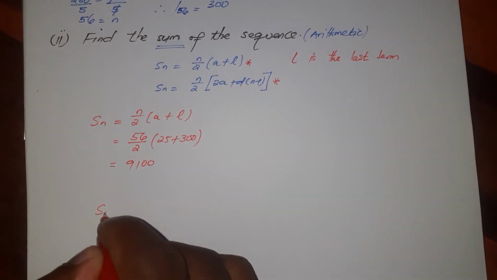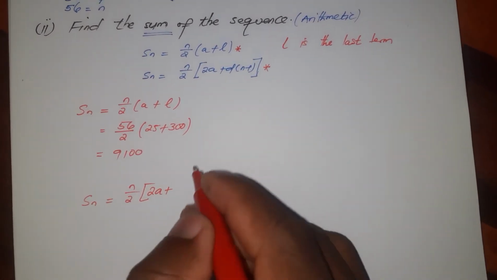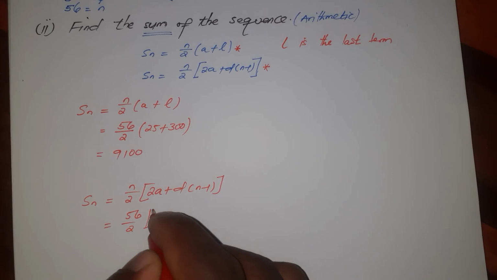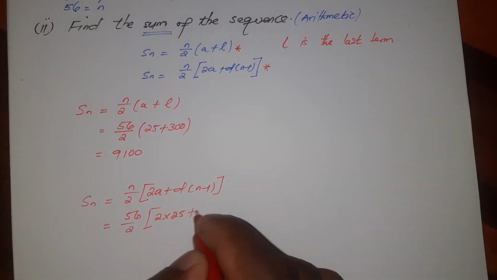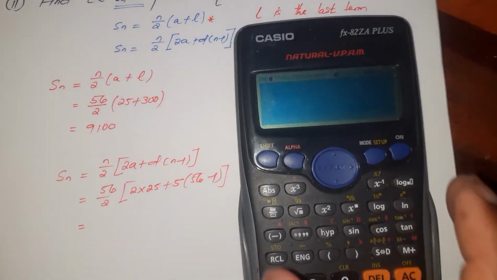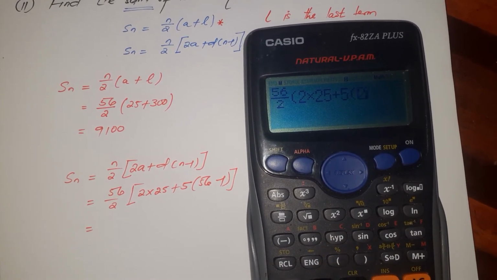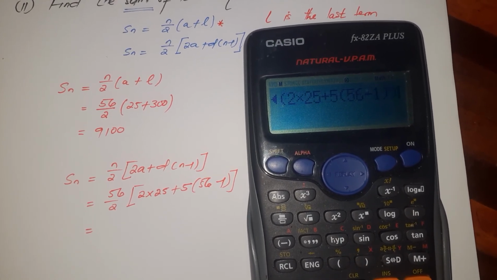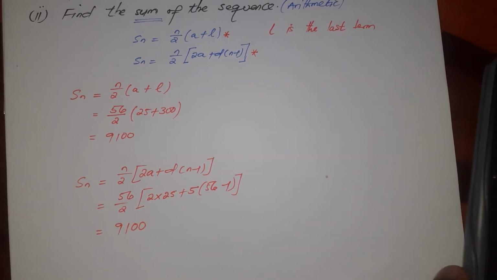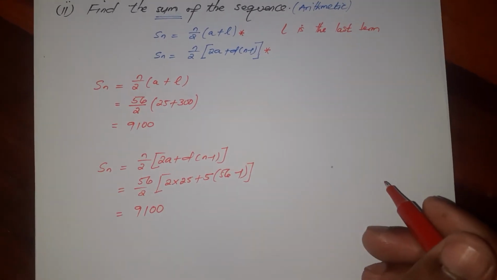But let's confirm with the second formula and see if we are getting the same answer. Like I said, I'm doubting this formula. I'm not sure if I wrote it correctly, but let's confirm, assuming the formula is correct. Here we have 56 over 2, and then 2 times a, which is 25, plus 5 times (56 minus 1). We can still use our calculator to make our life easy. That gives us the same answer, still 9,100.